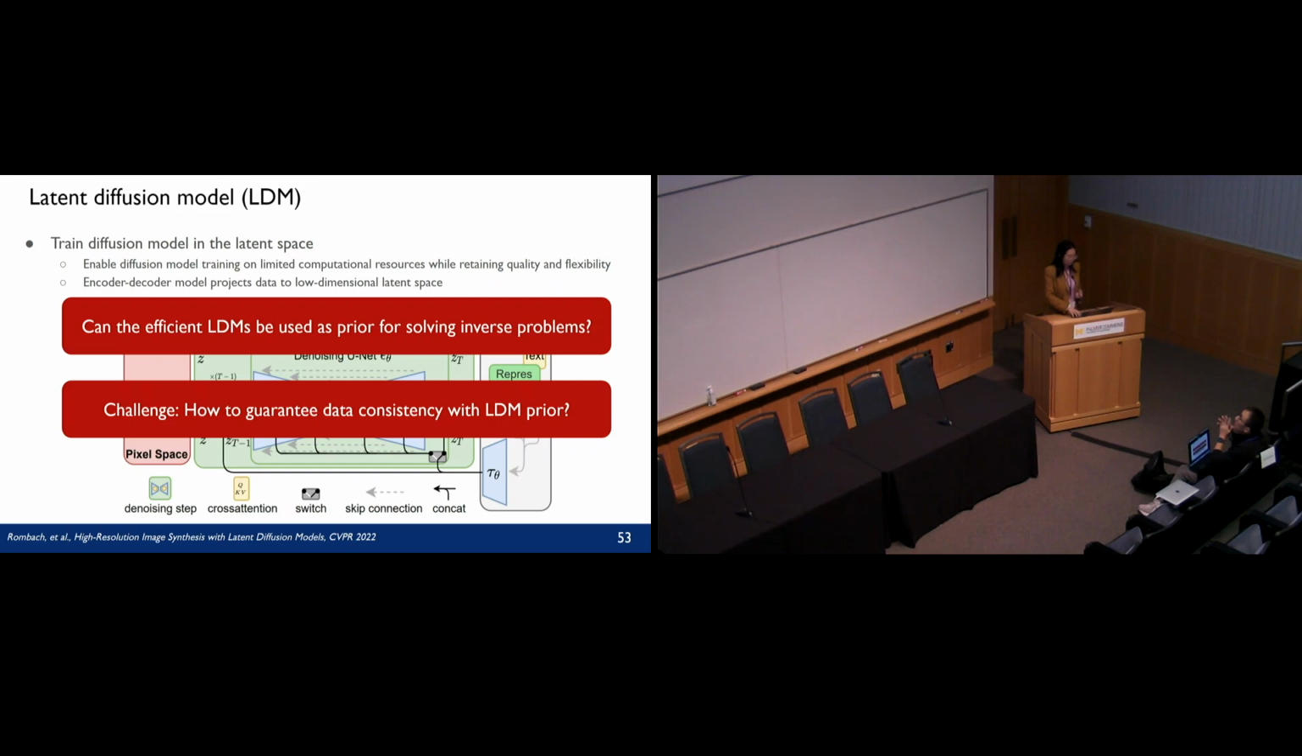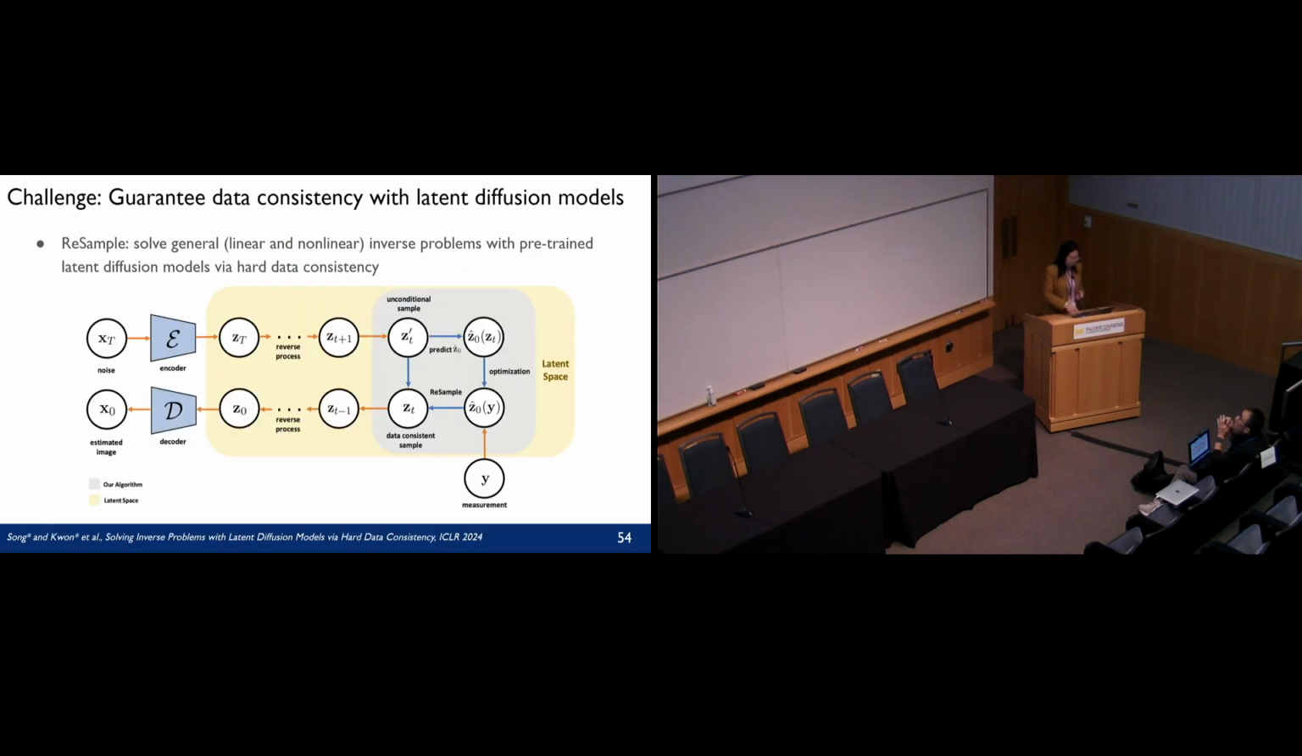So this comes to our second insight. How can we make this kind of high-dimensional inverse problem solving more efficient by using the latent diffusion model as a prior to solve the inverse problem? And in order to get reliable consistency with the measurements, or data consistency, we propose an algorithm called ReSample that can solve general inverse problems, including linear and nonlinear problems, using a pre-trained latent diffusion model while maintaining data consistency.